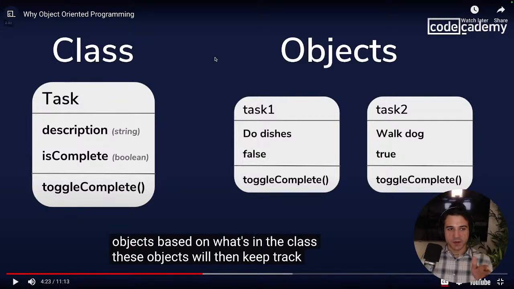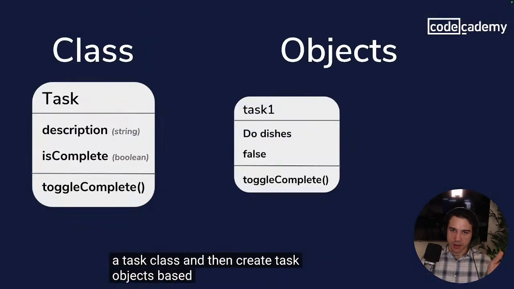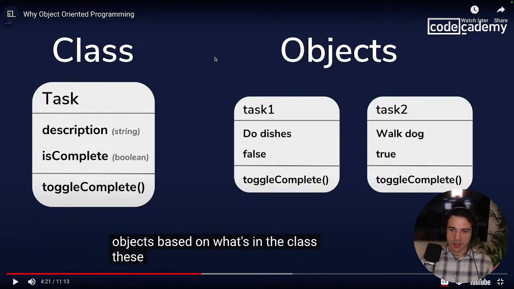In reality, we would define a class object. Task description is a string, isComplete is a boolean, and toggleComplete is a function, and then define class A to-do task into a single object. In reality, we would define a task class and then create task objects based on what's in the class.